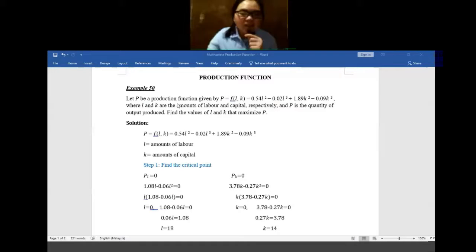Hey guys, now I will explain the first question. This question is, let P be a production function given by P equals 0.54 L squared minus 0.02 L cubed plus 1.89 K squared minus 0.09 K cubed, where L and K are the amount of labor and capital respectively, and P is the quantity of output produced. And we need to find the value of L and K that maximize the P.